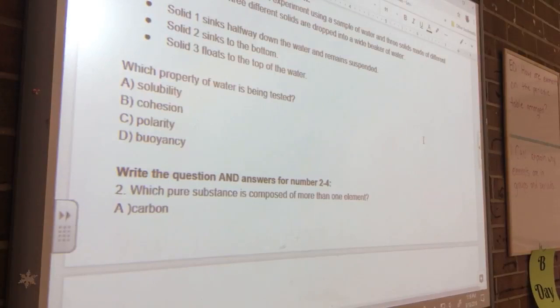We're not measuring density because we're not given mass, we're not given volume. We're just talking about stuff floating, so it's buoyancy. Make sure you have the word written out too, not just D.